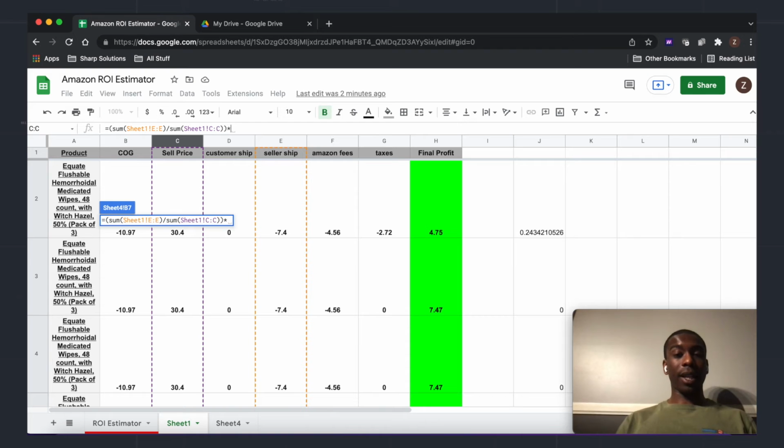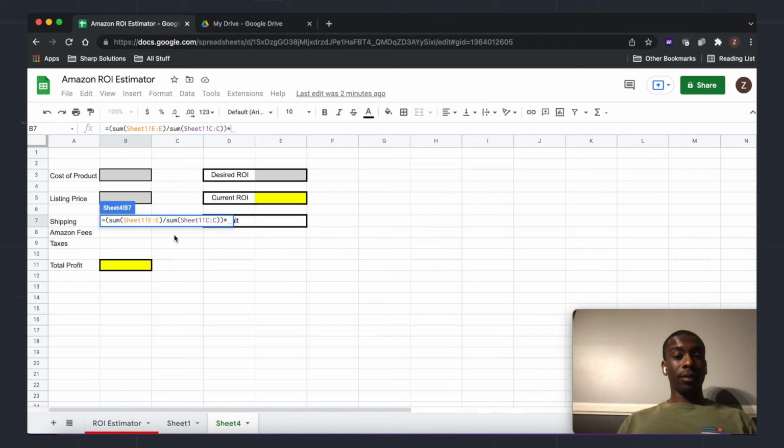We will then multiply that by the list price to multiply the percentage to get the shipping as a percentage of your list price. And the last thing that we will need to do is multiply this by -1 to get it to show. And we will come here and make this a dollar value.